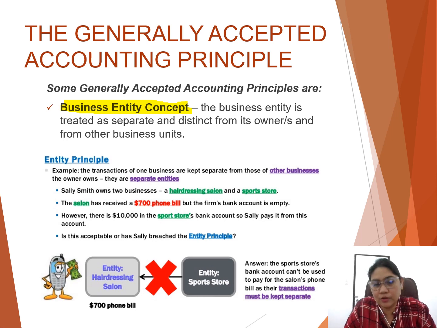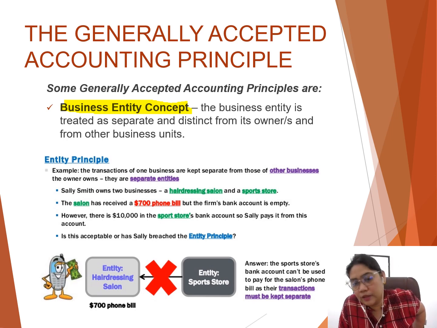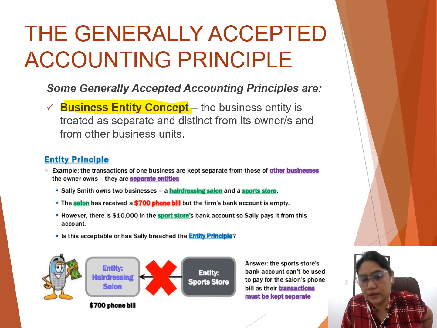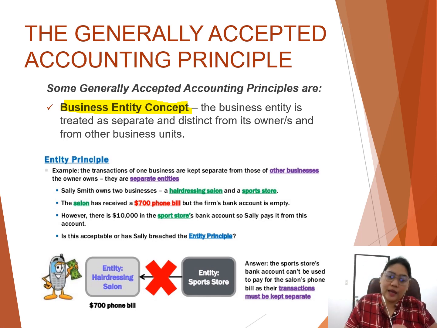So, is this acceptable or did Sally breach the entity principle? What is the answer? The answer is ito. The sports store bank account can't be used to pay the salon's phone bill, as their transactions must be separate. So, hindi pwede. Kasi kahit na si Sally pa yung may-ari ng parehong negosyo, dapat yung transaction nila ay magkabukod. Yung entity ng hairdressing salon ay iba sa entity ng sports store. Ganun ang trato ng entity sa accounting.